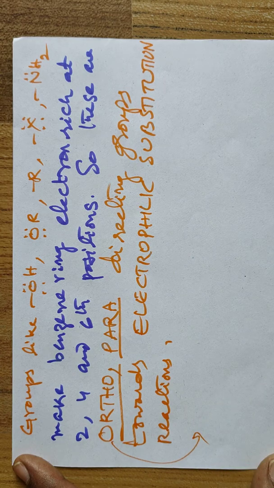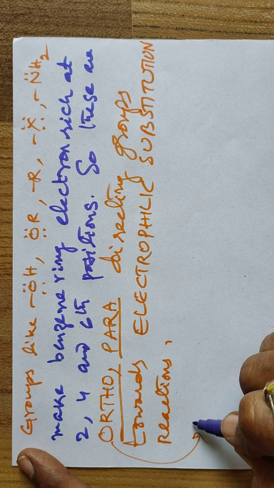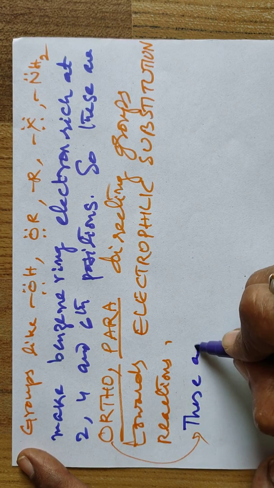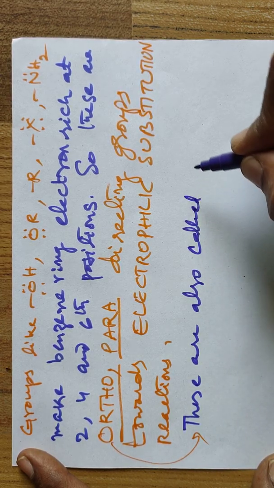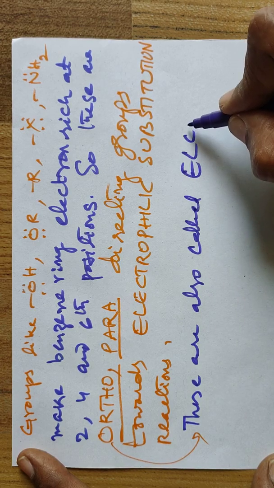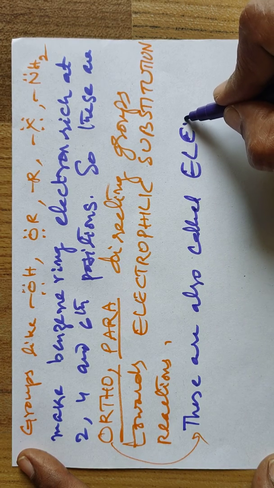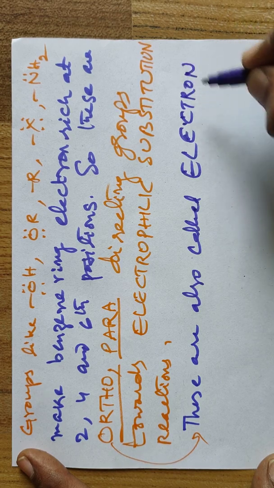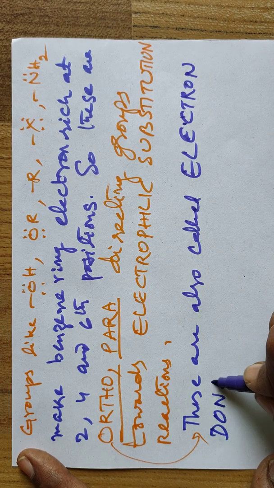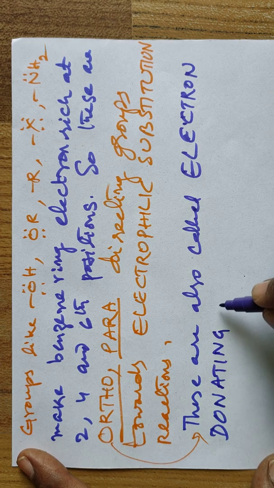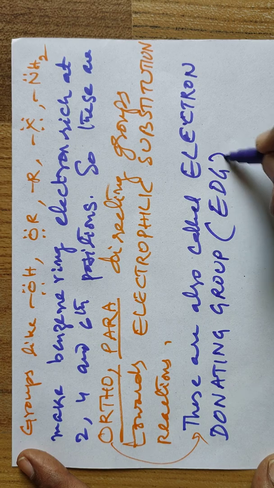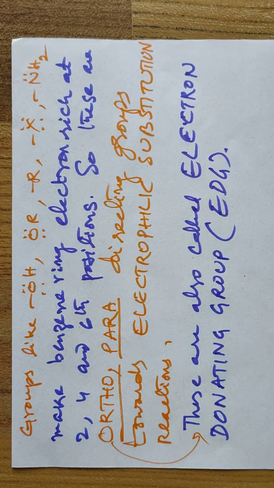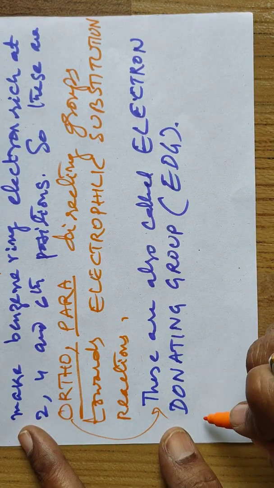So these are also called electron donating groups. Electron donating groups. Simple one, electron donating group. So remember in this manner and enjoy the information. And how to understand this one with the help of an example.